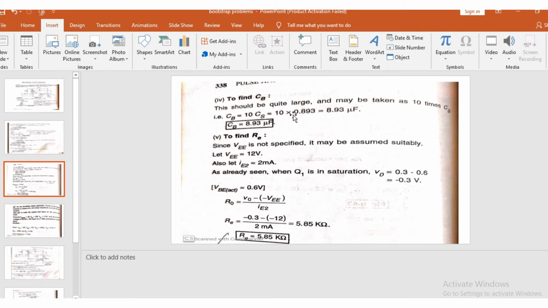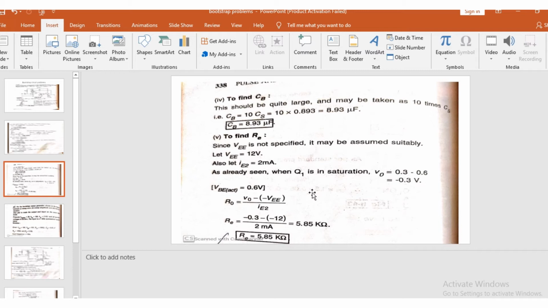Next we have to find the value of RE. Now here in the question VEE is not given. So we are making an assumption that VEE is equivalent to 12 volts, and let us assume that IE2 is equivalent to 2 milliamps. And we know that when Q1 is in saturation, the output voltage V0 is equivalent to VA minus VBE of Q2. That we know from the circuit explanation. Substituting, V0 is equivalent to 0.3 minus 0.6, so we get a value of minus 0.3 volts.